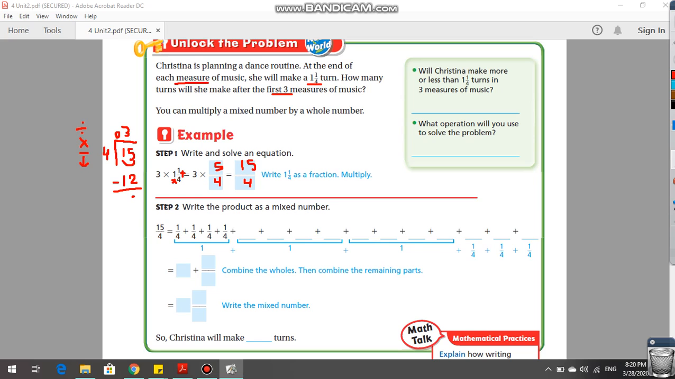5 minus 2 equals 3. And 1 minus 1 equals 0. 3 is what? Remainder. Remainder is 3. 3 over what, guys? 4. Okay, so my answer is whole number 3 and the fraction is 3 over 4, because 3 is our remainder and the denominator never changes. So Christina will make 3 and 3/4 turns.